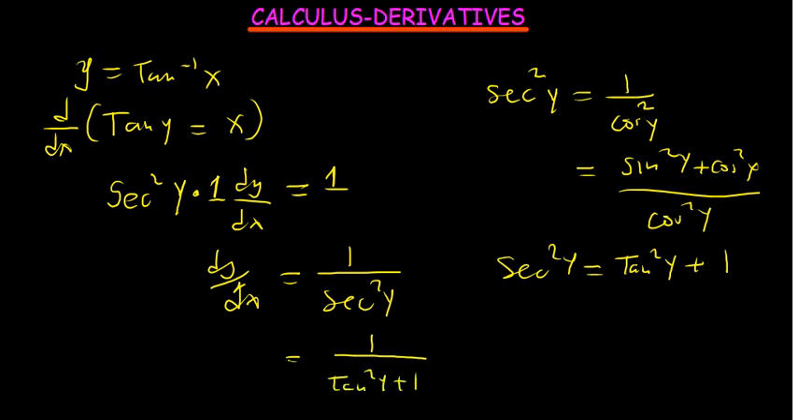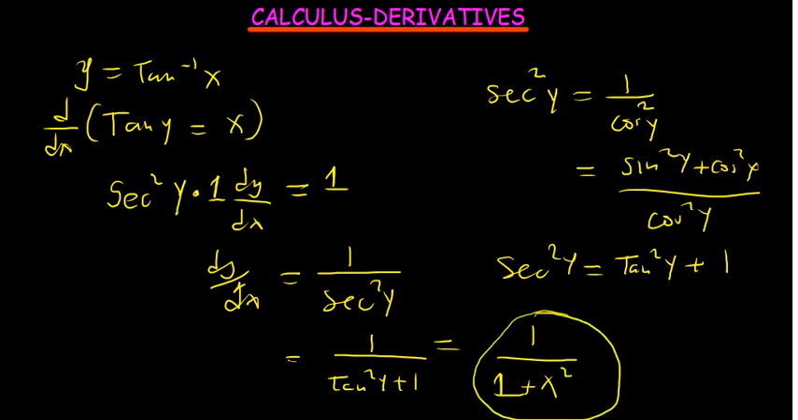But what is our tan y? Tan y is equal to x. Therefore, this is going to be 1 over, I'll start with the 1 and then plus, where there is tan squared y, I'll put x squared because tan y itself is squared. So every time we differentiate tan inverse of x, we get 1 divided by 1 plus x squared.